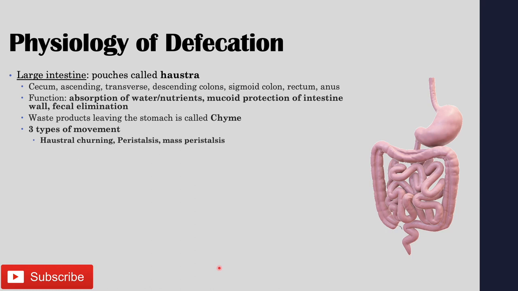And the waste products that leave the stomach and travel to the small intestine and then to the large intestine is called chyme. So chyme is the waste product. And there are three types of movement that help to move chyme along. First is haustral churning, which is a back and forth movement. This also helps with water absorption.